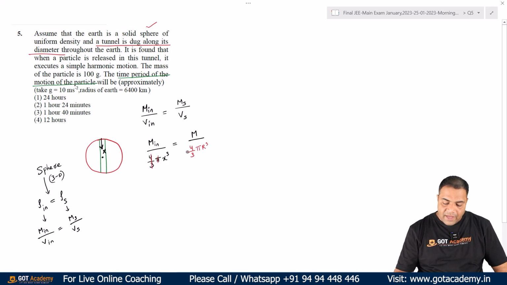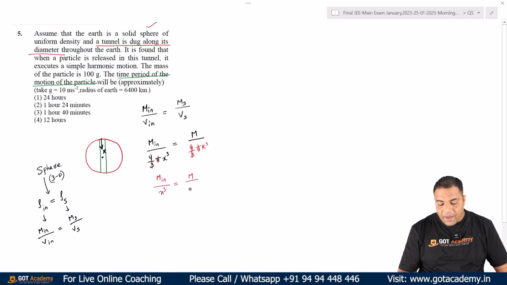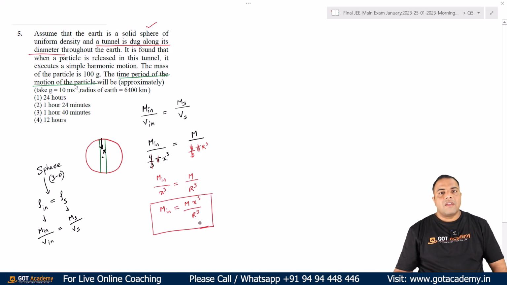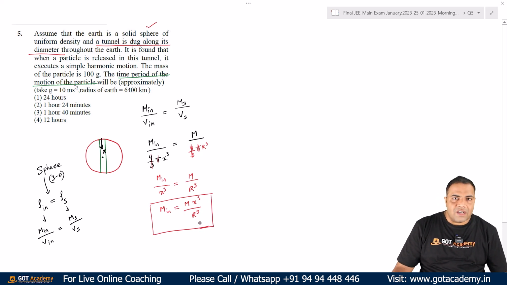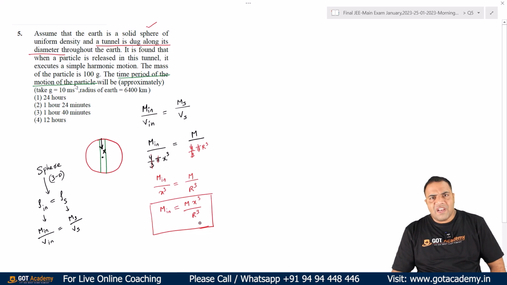So this 4/3 pi and this 4/3 pi are cancelled. So mass inside by x cube is equal to M by capital R cube. So mass inside is equal to capital M into x cube by capital R cube. So like this we will get the mass inside the earth. Okay. So that's what I am telling you. Mass on the surface is not equal to mass inside. Okay. Our mass changes.